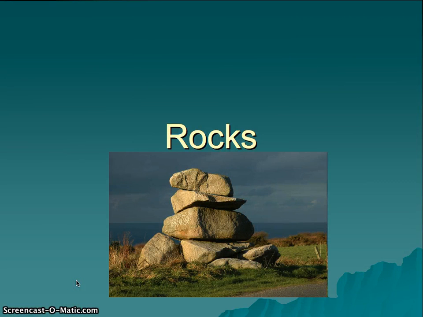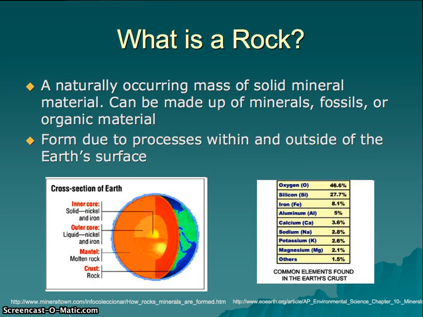Okay, so today we're going to talk about rocks. This is rock basics, so we're going to actually come back to this in more detail with the different rock groups. So first we just determine what a rock is. A rock is a naturally occurring mass of solid material. It can be made up of minerals, fossils, and organic material.